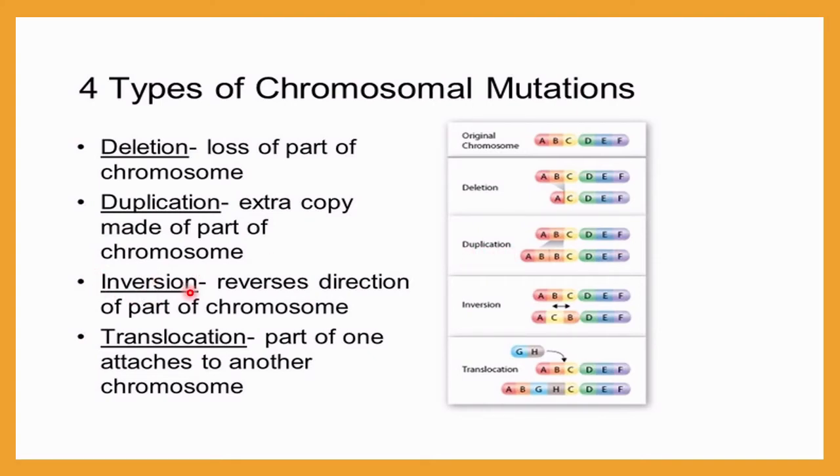Next is the inversion. Here, what happened? The direction of a part of a chromosome is reversed. Let me discuss by using this example. Here the sequence is A, B, C, D, E, F, right? This is a normal one.